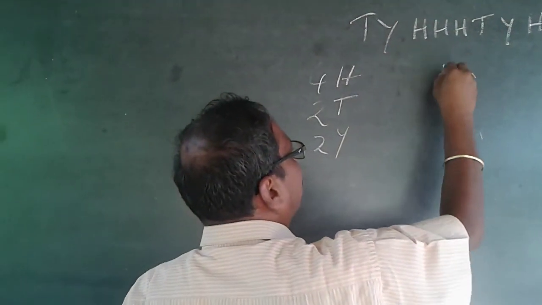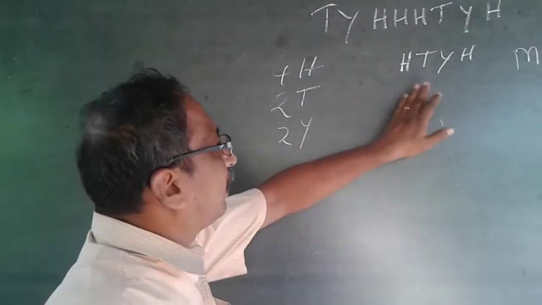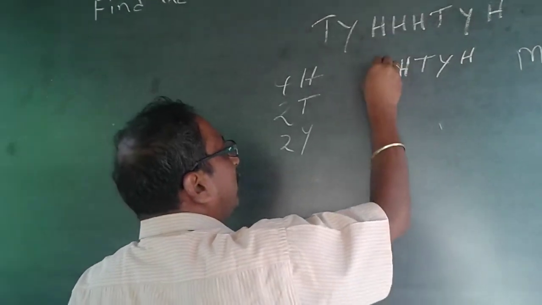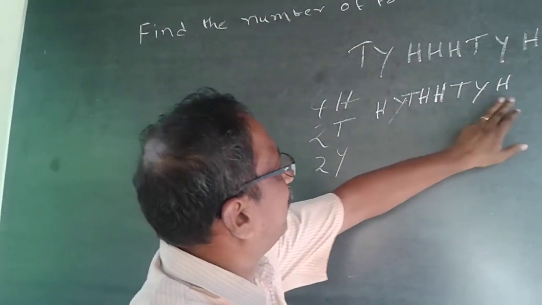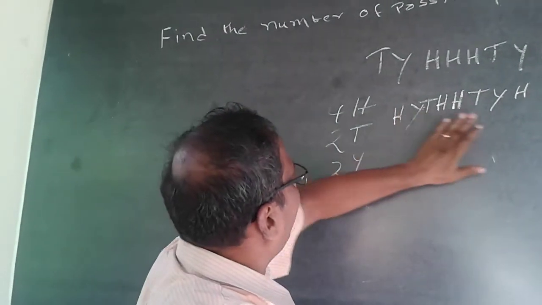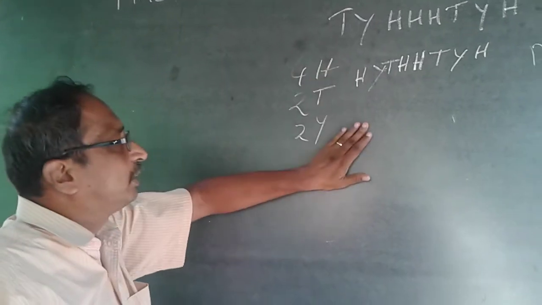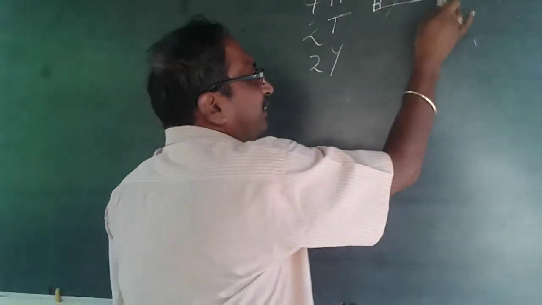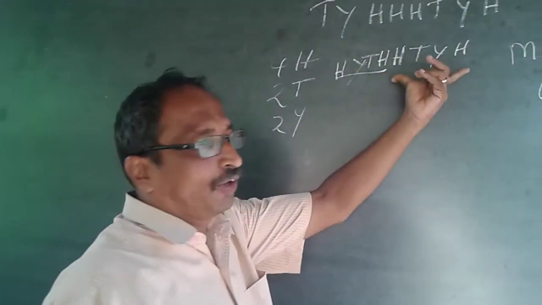I will fix H here, then I will have T, Y, H. Similarly, in reverse order, H here, then T, Y, H. I am using all the 4 ways, using 2 T's and 2 Y's. All of this will have to be used. So these 4 letters will have to be the same as these 4 letters.